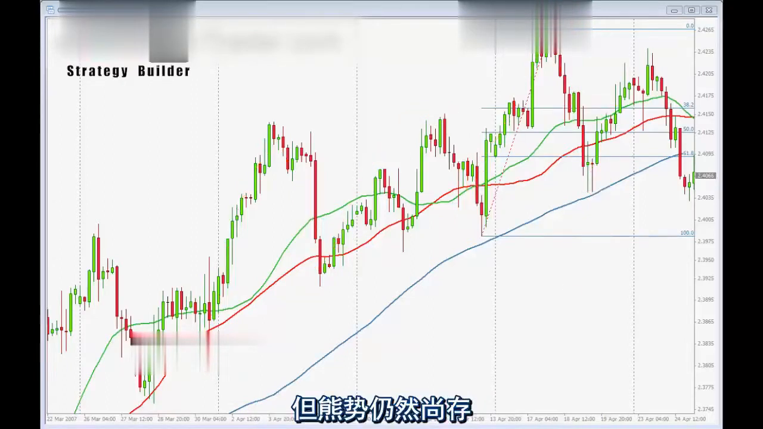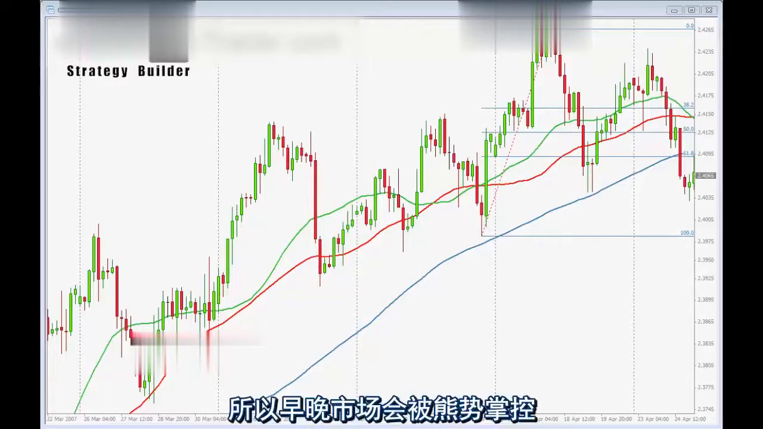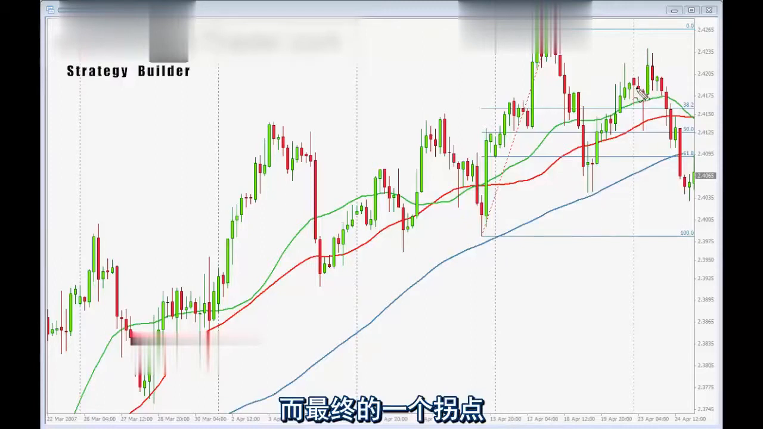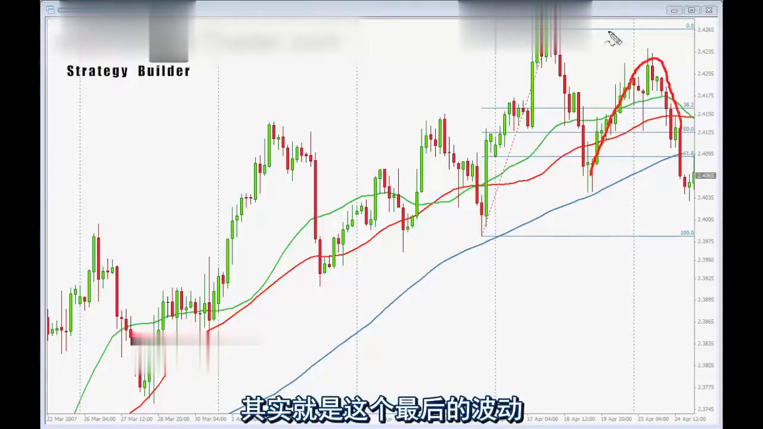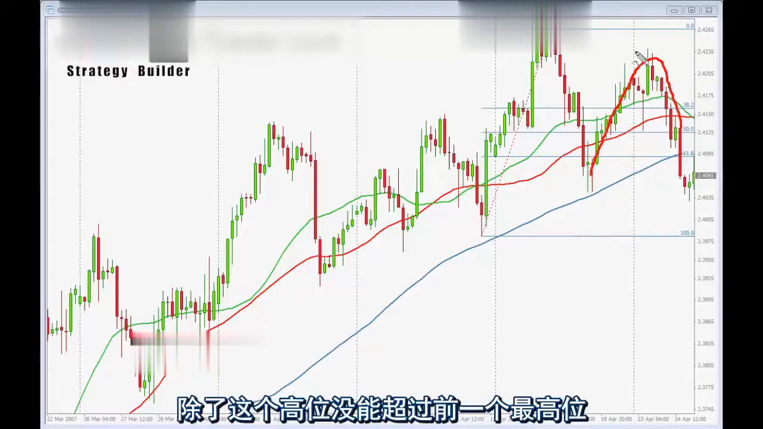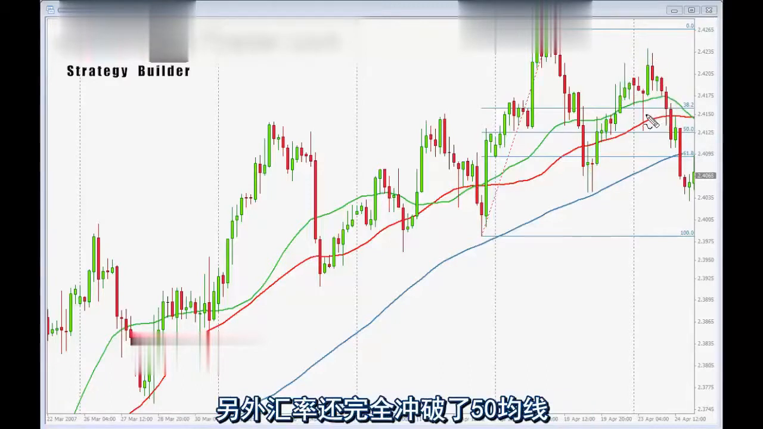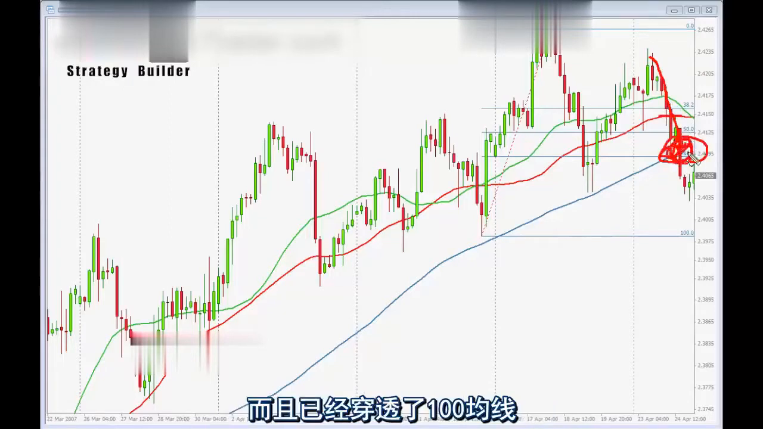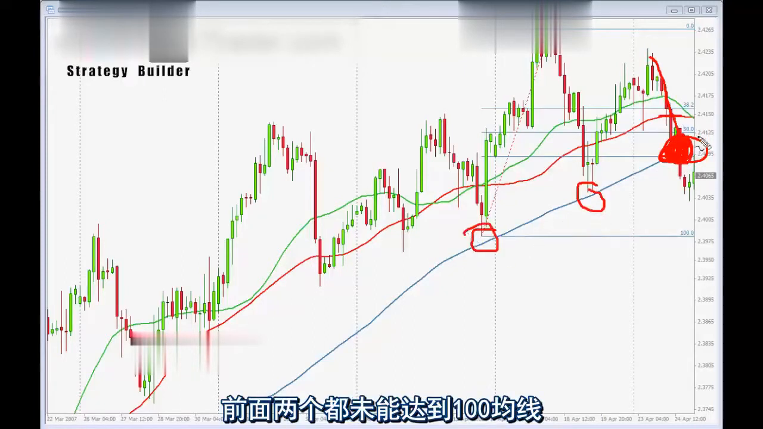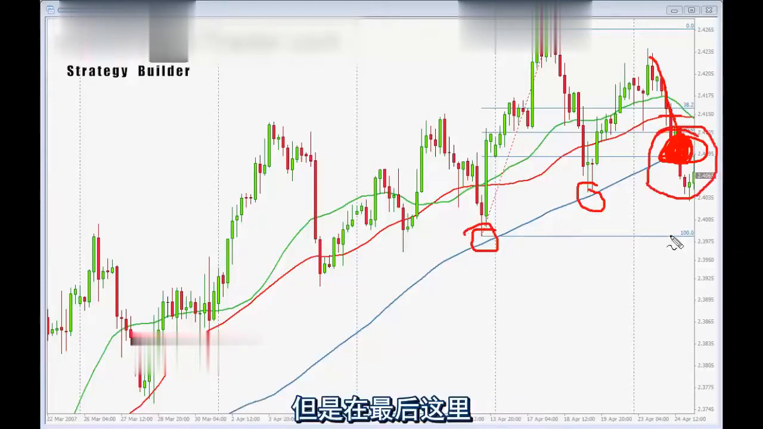The bears still are showing quite a strength, and sooner or later they will regain control of this market. Okay, and the actual turning point comes at this final swing. Not only the bulls cannot outtake the previous high, but moreover, once again, the bears drive price all the way through the 50, and this time around they do knock the 100. Okay, they do slap the 100 simple moving average. They couldn't make it here, they couldn't make it there, but finally we did. The bears are once again back in the game.